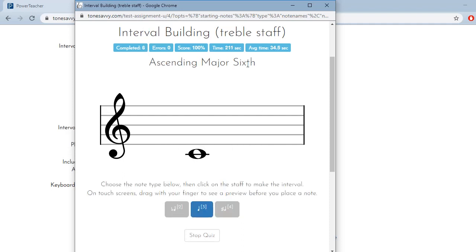Here we have an ascending major sixth. So some of these you have the chance of having the same thing asked of you. I told the program not to include augmented or diminished intervals, so that gets rid of the tritone. But yeah, you might have to answer the same question a couple times. A major sixth above C is right here, it's that A.